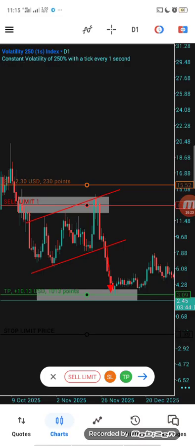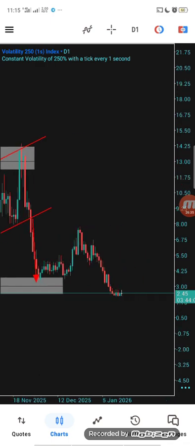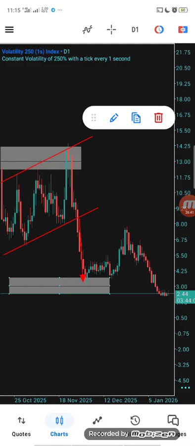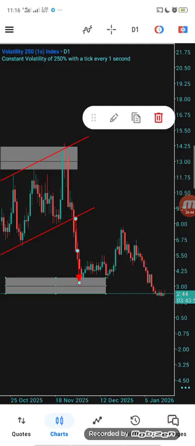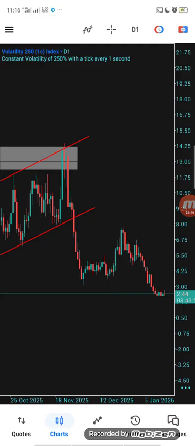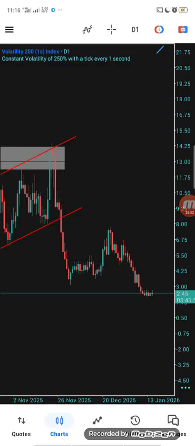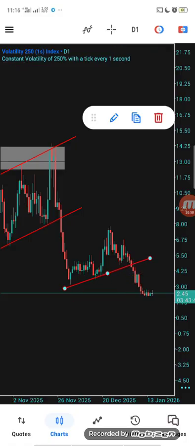Okay, the characteristics are the same for these flags, pennants, and wedges. Okay, and guys, let me do the last one, then we can call it a day. Let me show you. It's just the same. There's nothing rocket science here. Okay, I see something here. Let me see if it's clear. If it's not clear, then I'll just leave this one. Let me make sure it touches only the wicks like that.